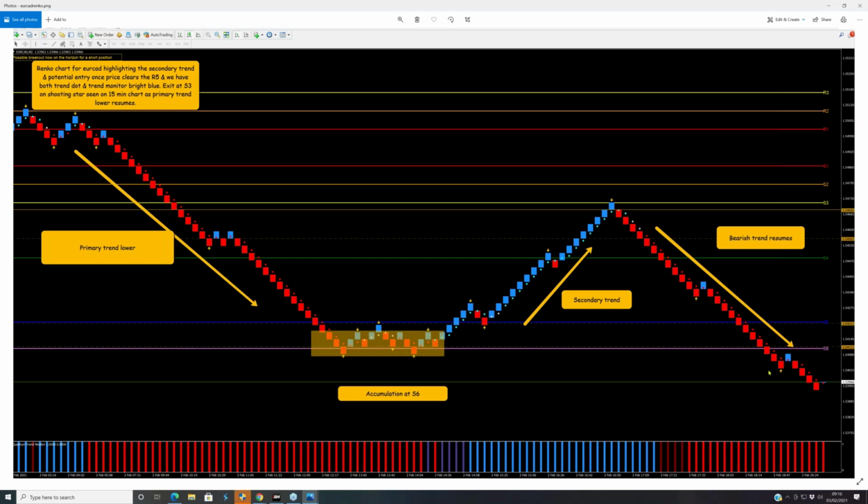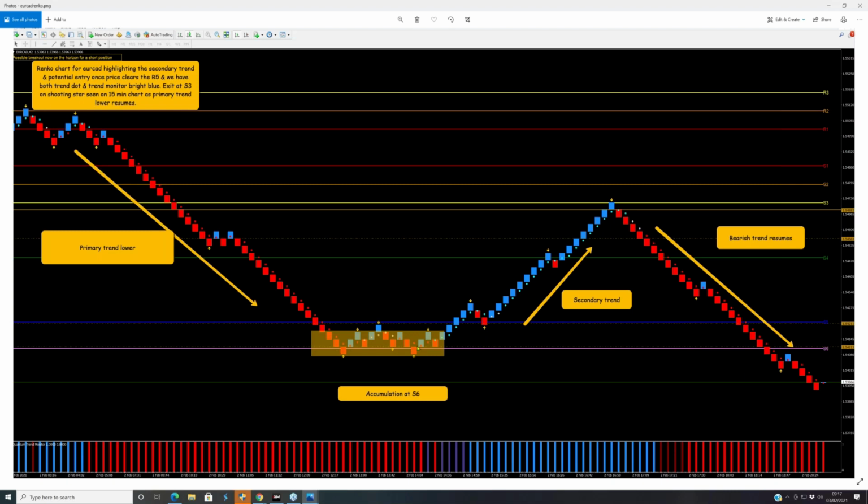But having examples like this, looking at annotated drawings, it helps you. It's a learning tool. And also the other thing about VPAs, these happen all the time. They're never absolutely identical, but you will always see a primary trend lower.